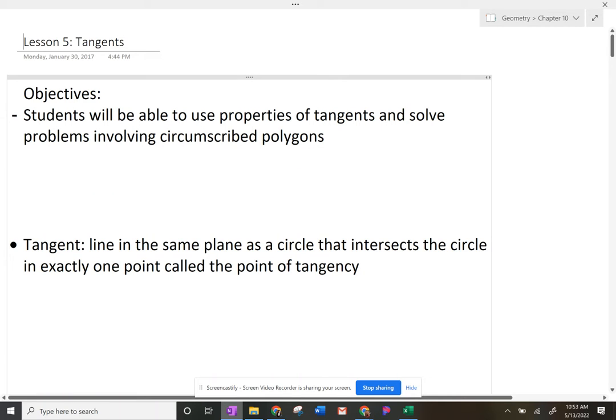All right, lesson 5. Lesson 5 is going to be on tangents. We are just dealing with tangents.